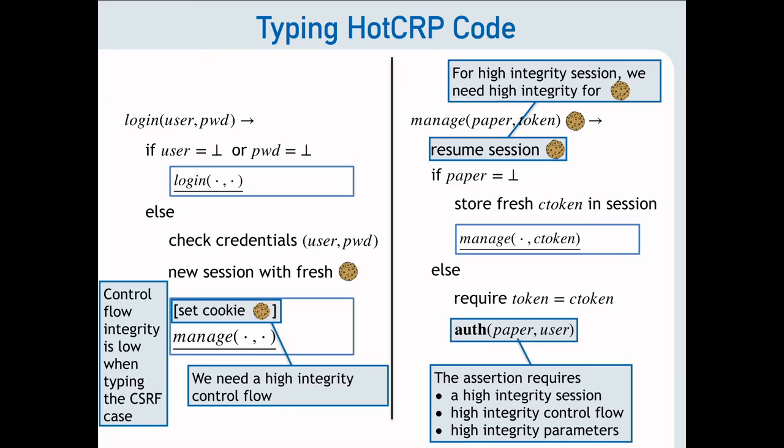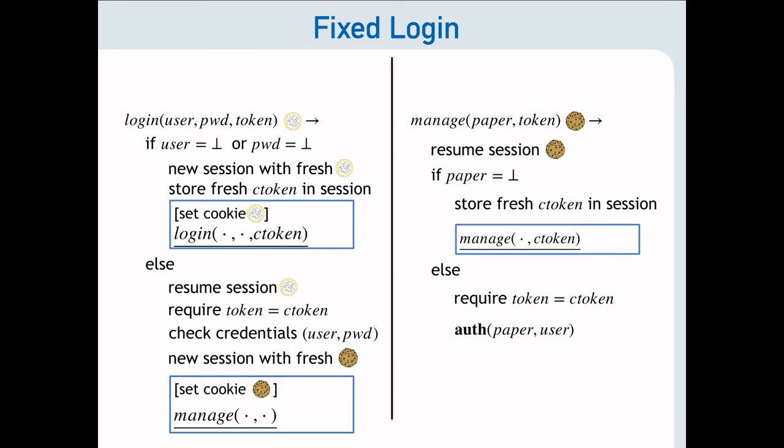However, we know that if we type check this code under the CSRF assumption, then the integrity of the control flow is low. So this is where typing fails, which is also expected since we found the login CSRF vulnerability, which has exactly the effect of setting a new session cookie. So it makes sense that we cannot give high integrity to the session cookie. To address this issue, we implement the following fix.